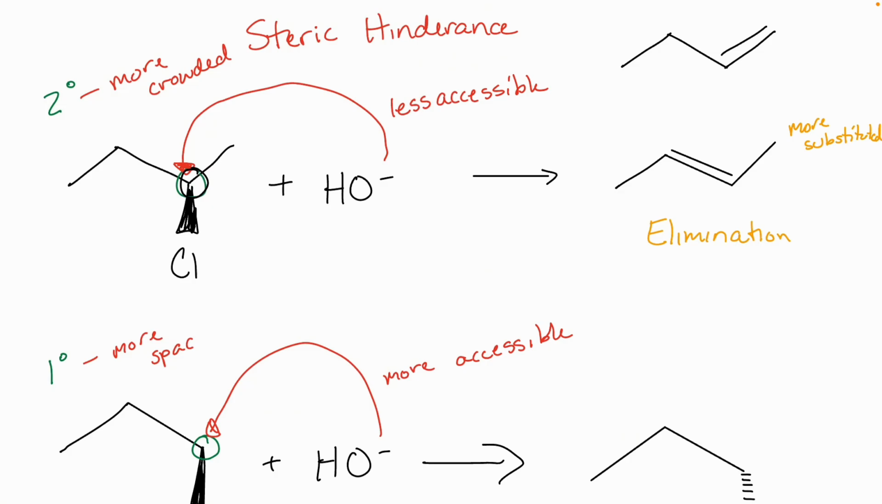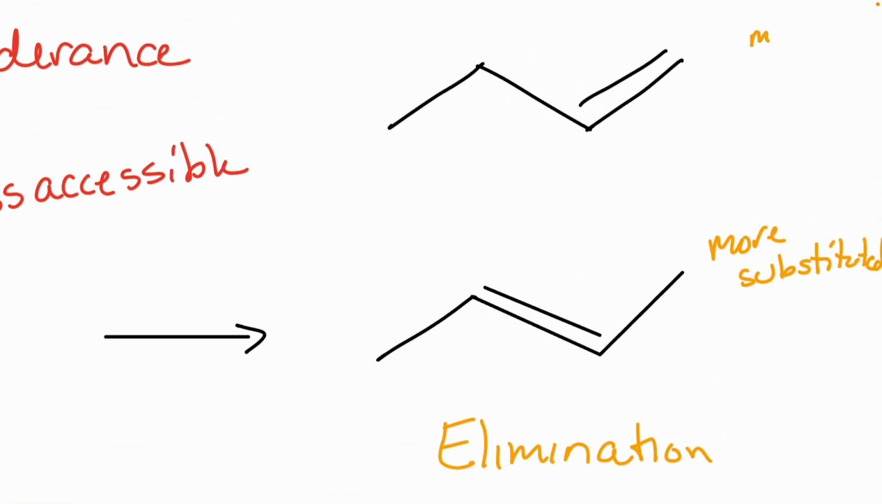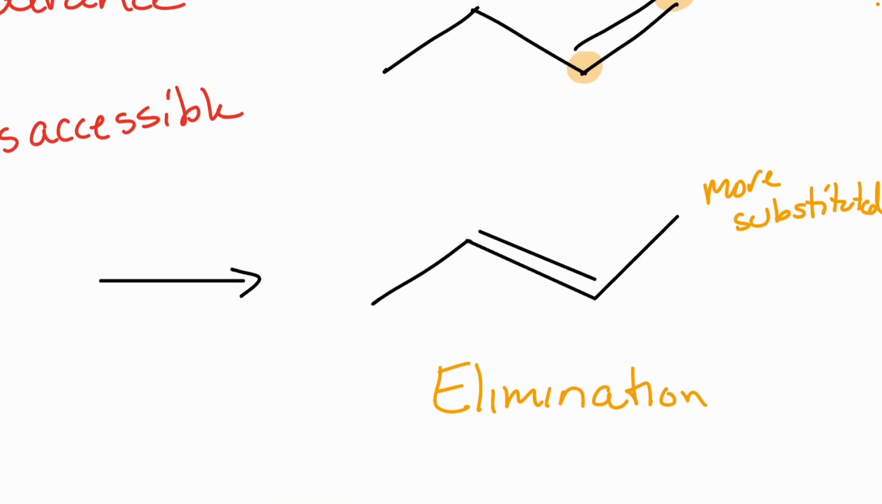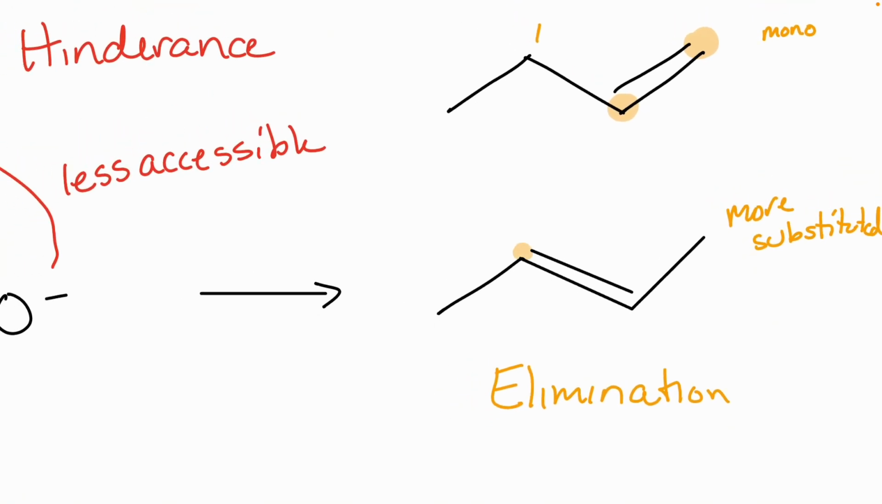Right? This alkene over here is mono-substituted. I'm going to look at this carbon. It's got no neighbors. I'm going to look at this carbon. It's got one neighbor. Whereas this alkene is di-substituted. This carbon has one neighbor, this is another one, so this is a di-substituted alkene. The more substituted alkene is the one that's going to be your major product in an elimination reaction.